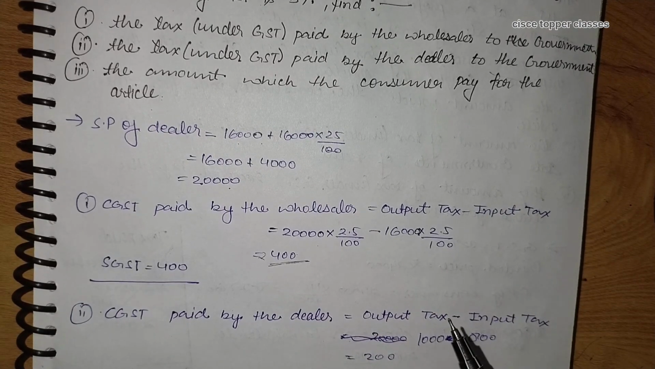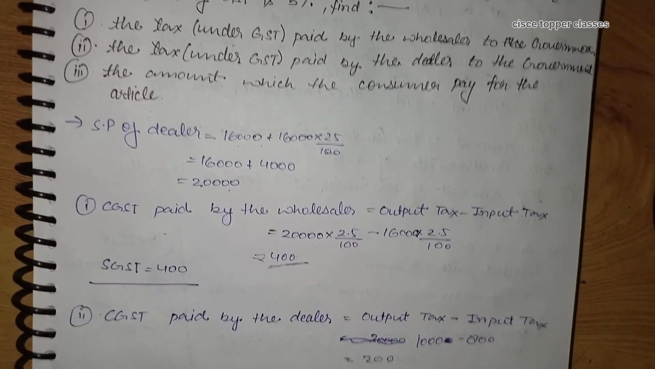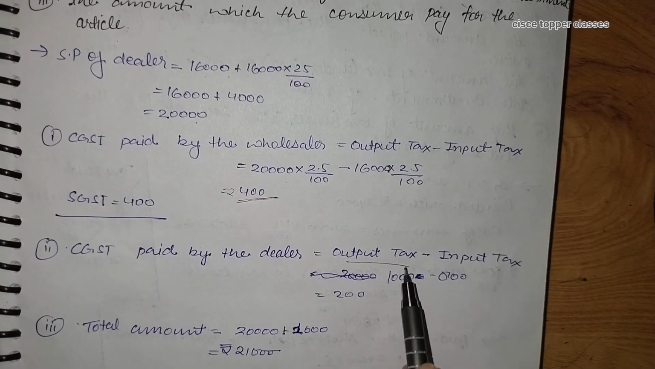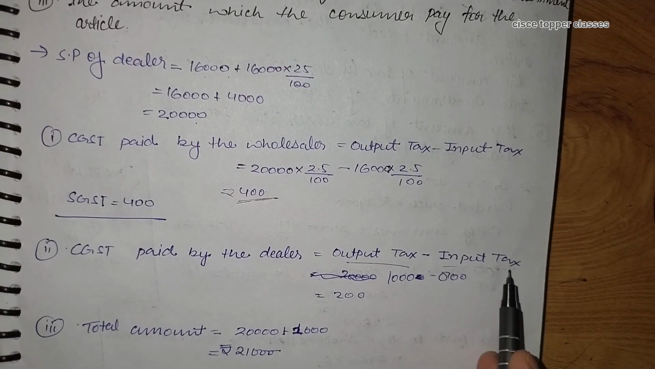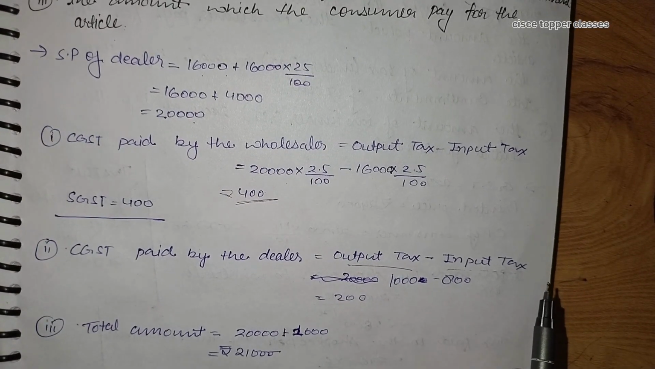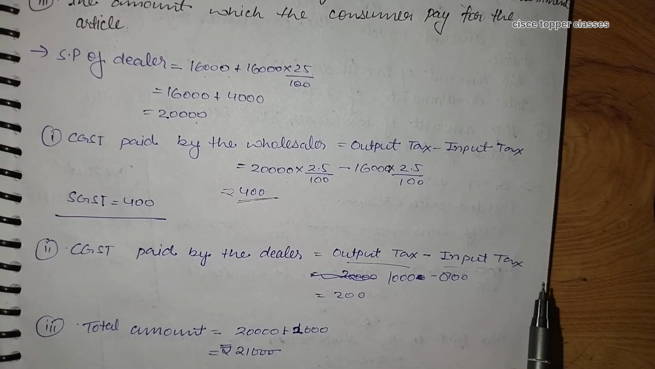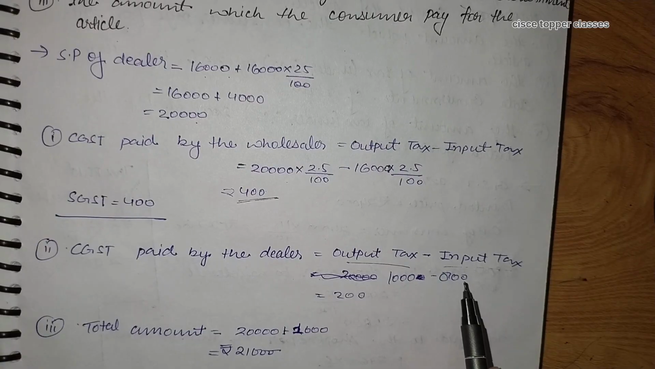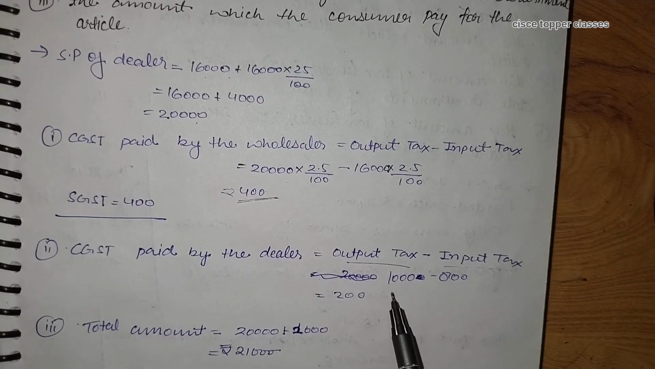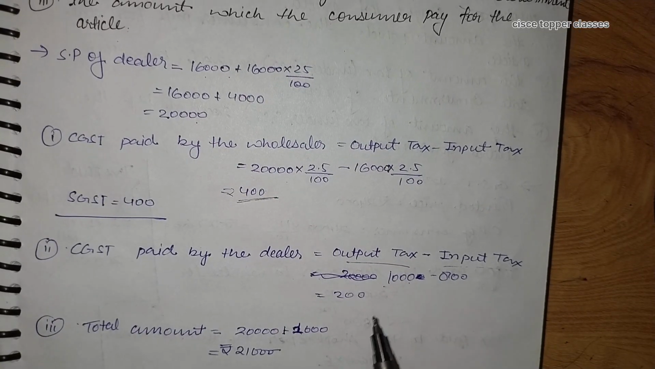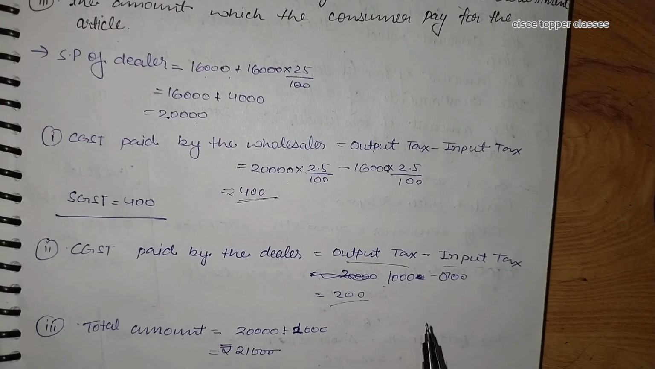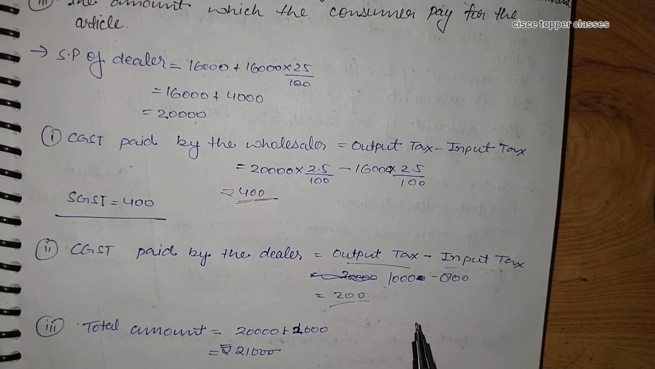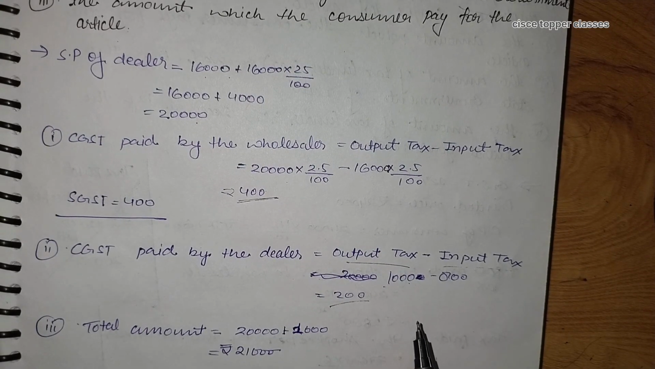So here we have the IGST. IGST will be the total output tax minus input tax. Input tax will be CGST and SGST both, because IGST goes to the central government. So 1000 minus 800 equals 200 as the answer here. So this is the tax paid by the dealer.